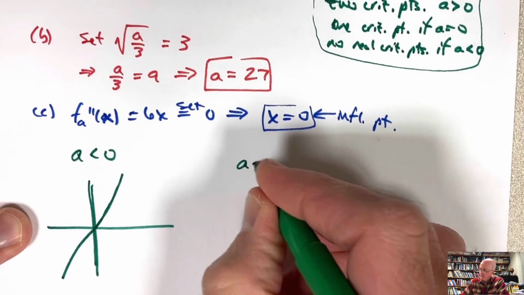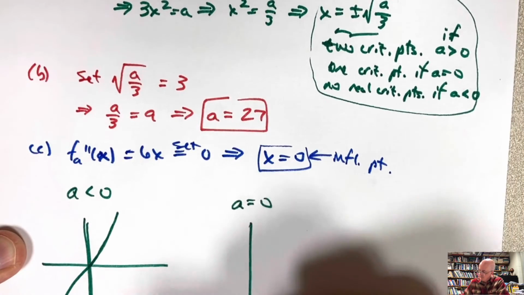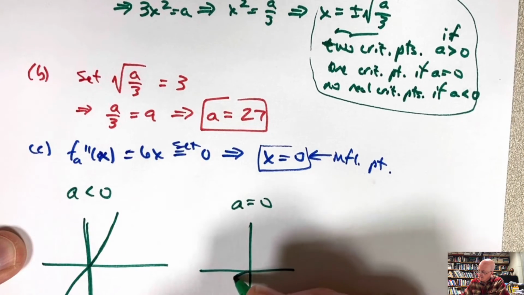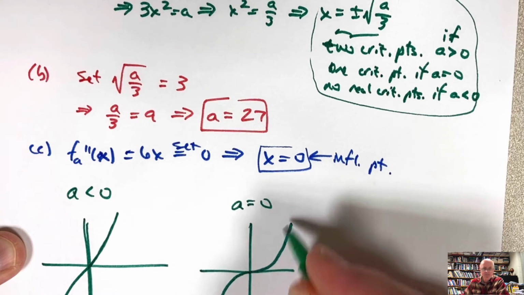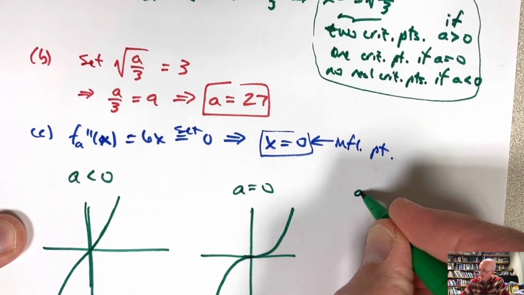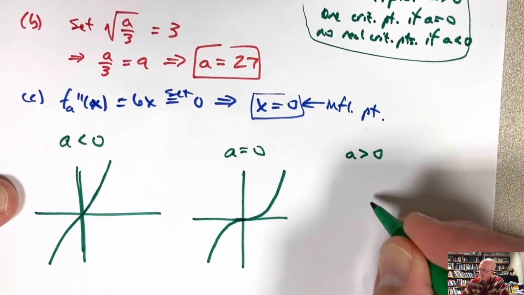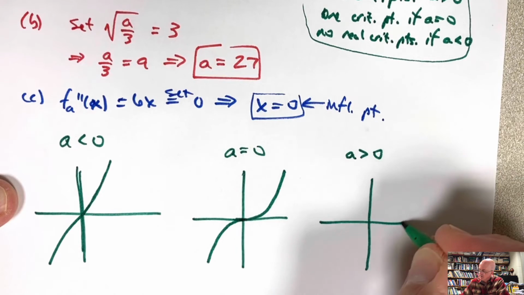When a is 0, then the function is just x cubed. Looks about like that. It's got a slope of 0 there at the origin. And when a is positive, it's going to be going up, then down, then back up again. Graph still goes to the origin.